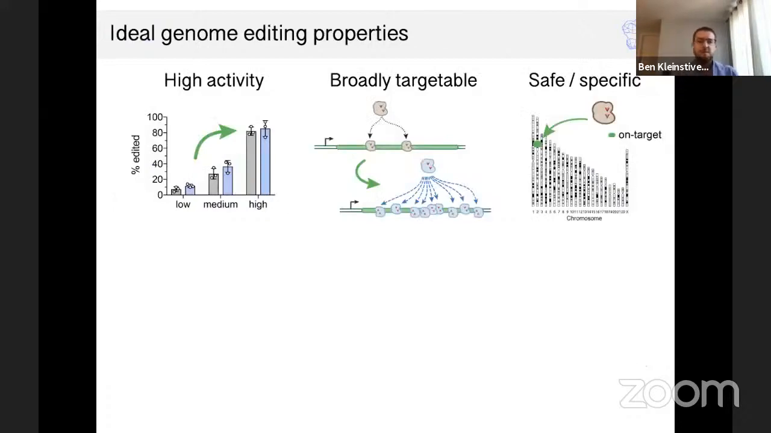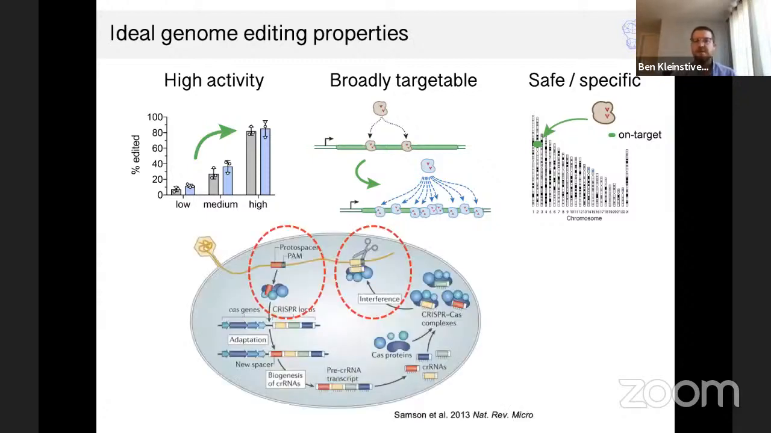So coming back to one of the slides that I showed you in the introduction, there are several properties of CRISPR enzymes that we'd ideally like them to have, both for use in the laboratory, but also therapeutically. We'd like them to be highly active so that they edit the vast majority of cells. And we would like them to be broadly targetable so that they are not constrained by a PAM sequence and can edit virtually anywhere in a given genome. And then finally, we'd like them to be very safe and specific, editing only at the site that we want them to in the cell and not editing other sites in the genome that look like the on-target site.